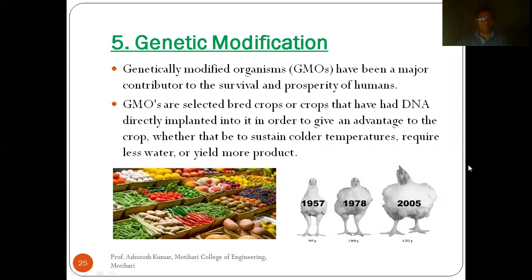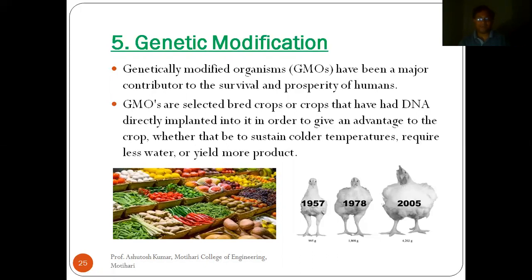Now genetic modification, which is very important for biologists and medical professionals also. What does GMO mean? Genetically modified organisms have been a major contributor to the survival and prosperity of humans. GMOs are selectively bred crops, or crops that have DNA directly implanted into them in order to give an advantage to the crop, whether that be to sustain colder temperatures, require less water, or yield more product. We can see the chicken's size or weight. From 1957 to 2005, it became fatter day by day. So what does it imply?